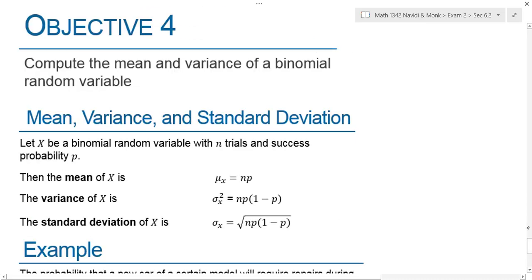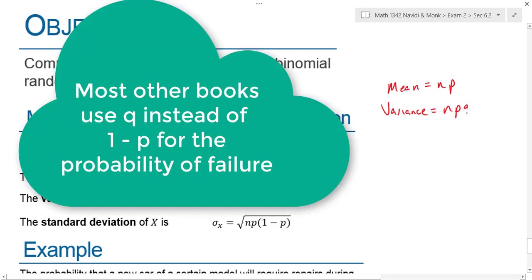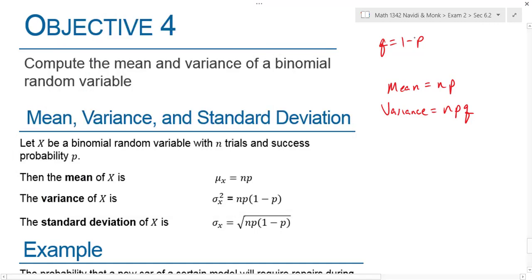Objective 4 is to compute the mean and the variance of a binomial random variable. Once you've verified that you do have a binomial distribution, the mean is going to be equal to n times p, where n is the number of trials and p is the probability of success. The variance is n times p times q, where q is 1 minus p. q is the probability of failure. If you don't like that, you can write it like this, 1 minus p. I'm just trying to get less writing in here. And then the standard deviation is always equal to the square root of the variance, and that's the square root of npq. These definitely need to be on your formula sheet for chapter 6.